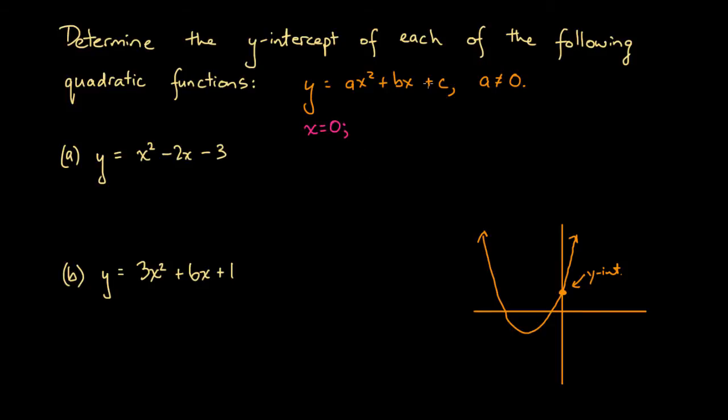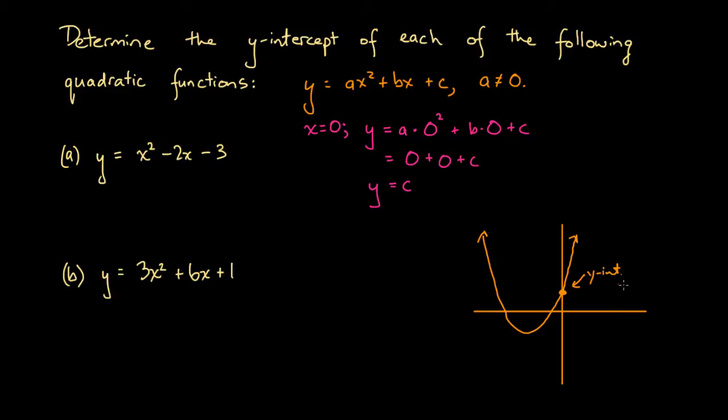And once we've substituted x equals 0, we just solve for y. So let's do that here for this hypothetical general form of a function. So here we'd have y equals a times 0 squared plus b times 0 plus c. Well, 0 squared is going to be 0, and anything times 0 is 0. Also, b times 0, that's going to equal 0. So all we'll have here is 0 plus 0 plus c. This is just going to simplify to c, y equals c.